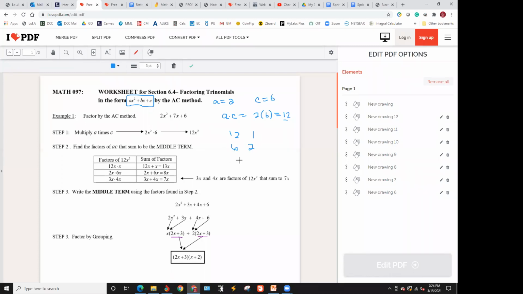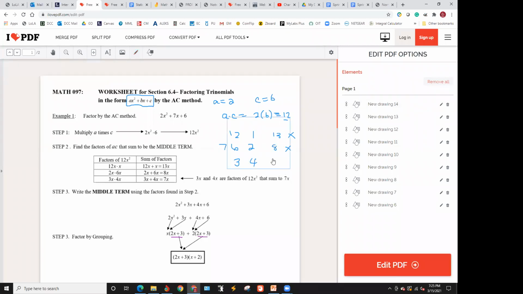And I'm just going to write out the numbers. That's all we need. You don't need to put all those x's in there unless you really want to. Now, it's positive in the middle. Well, it was positive 6, so that means these are both positive. So they add up to, this would be 13, not 7, so we can get rid of that. 6 and 2 is 8, so we can get rid of that. 3 plus 4 is 7. So that's the ones we need. So what does that mean? That means that 7x is equal to 3x plus 4x. So now we found the magic numbers that allow us to break that middle term into 2 parts. See that right there? That's 7x split up.